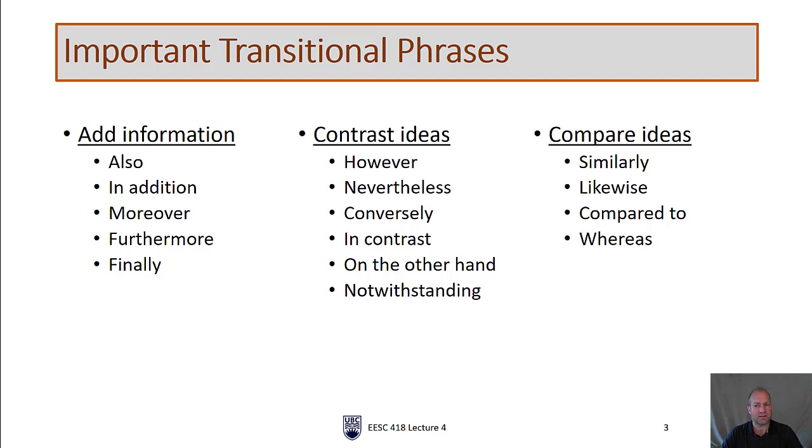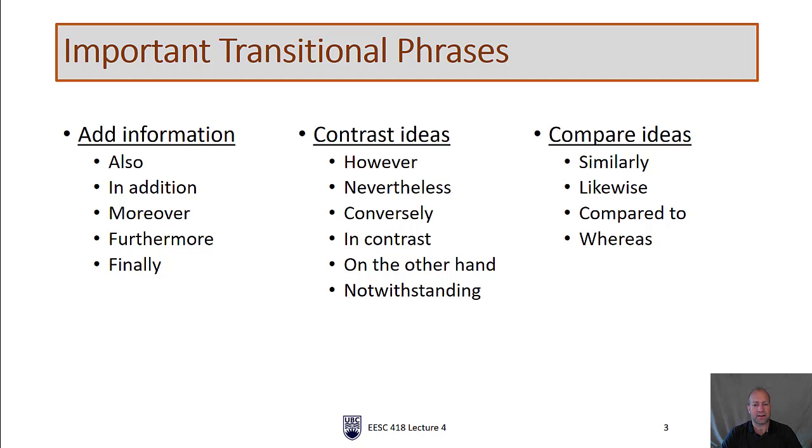So important transitional phrases, and you'll see in writing, each of the bullet points here are typically words that you'll see followed by a comma, followed by a second phrase that links the second sentence to the first sentence. So the first set are transitional phrases that add information. So also, in addition, moreover, furthermore, and finally. Each of these have slightly different meanings and slightly different uses. And that's the same with almost all of the transitional phrases in these lists.